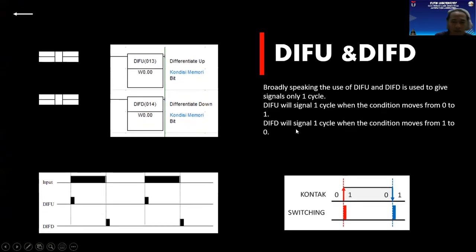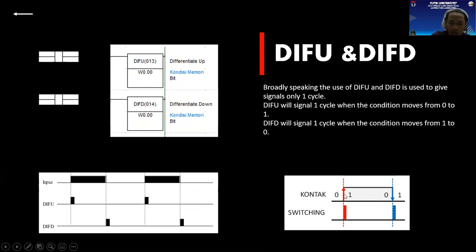So this one is DIFU and DIFD. Broadly speaking, DIFU and DIFD are used to give a signal for only one cycle. DIFU will signal one cycle when the condition moves from 0 to 1, and DIFD will signal one cycle when the condition moves from 1 to 0.